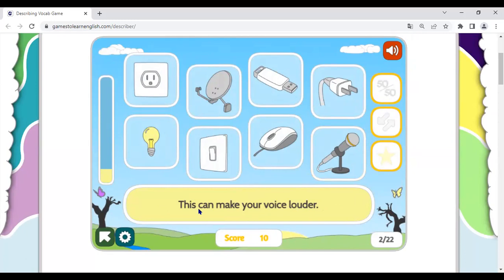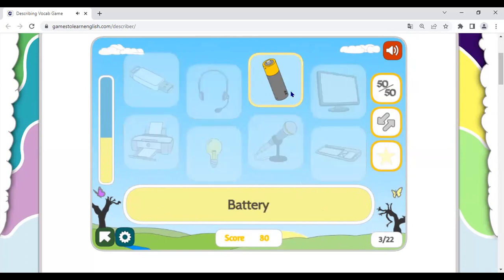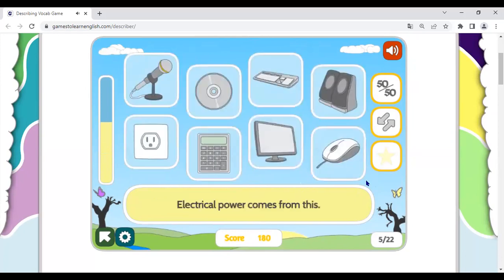Your voice louder. Microphone. It's a microphone. Yeah. And this is a source of power. It's a battery. Exactly. Battery. Use this to print words from a computer to paper. It's a printer. Printer. Very good.